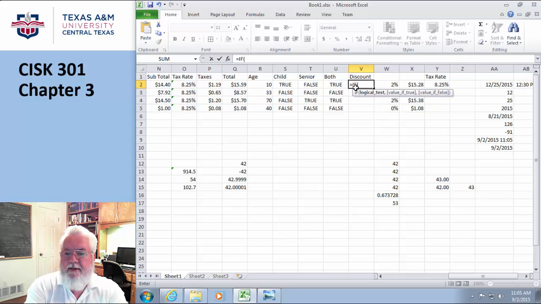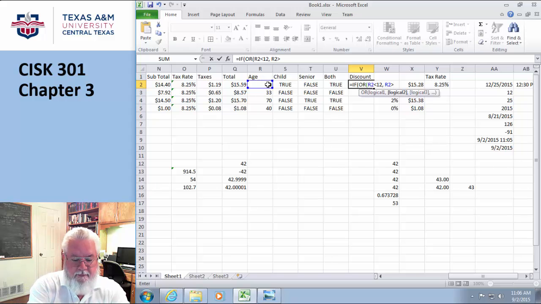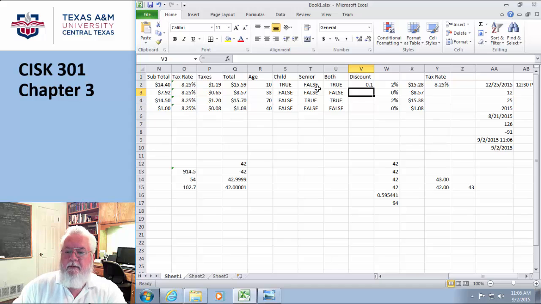So if, and then I'm going to, instead of doing an if like we did before, here I'm going to say or, that less than 12, comma, that greater than 62, comma, parentheses. Okay. Now, so that's finished off my or section. And now, if true, you're going to get a 10% discount. If not, you're going to get nothing. Okay. So I'm going to grab that and pull it down.